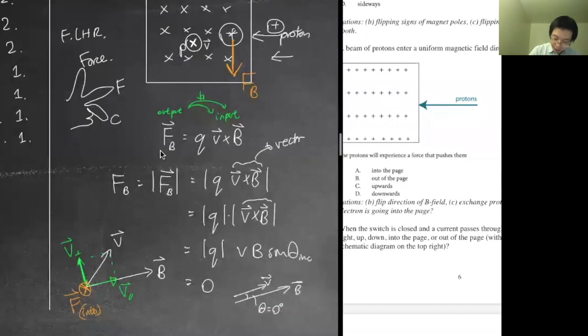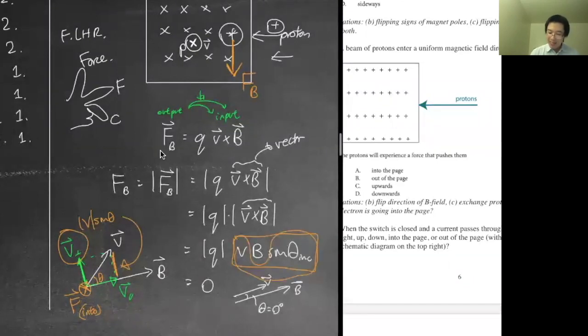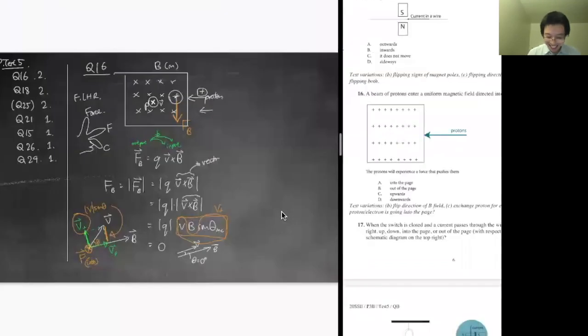If this is the included angle, you see that this part contributes. It's the magnitude of V times sine theta, so this length is this. V sine theta is the perpendicular part that contributes to the magnetic force, and that's why this is a good use of cross products. Any questions? Good. It's not a multiple choice option, sorry.